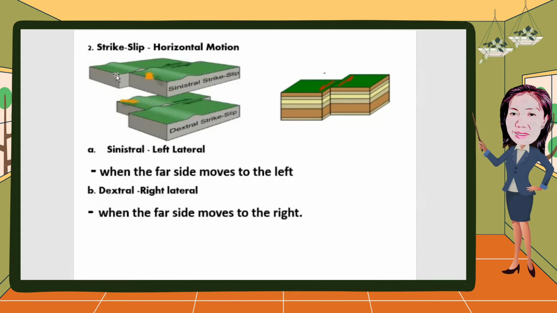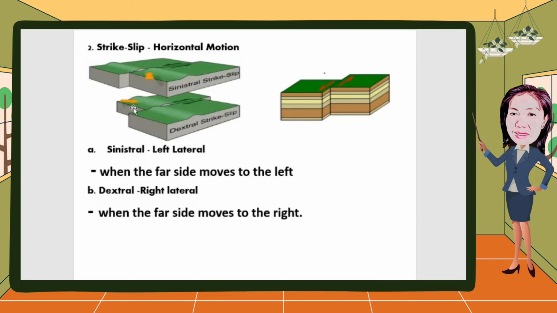Left lateral, ma'am. Or? Sinistral strike slip. Very good. How about this plate moves to the right? Dextral strike slip, ma'am, or right lateral. Very good. So the movement is left and right, horizontal.